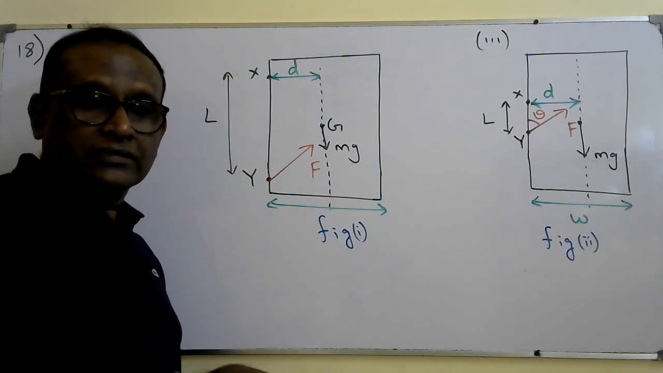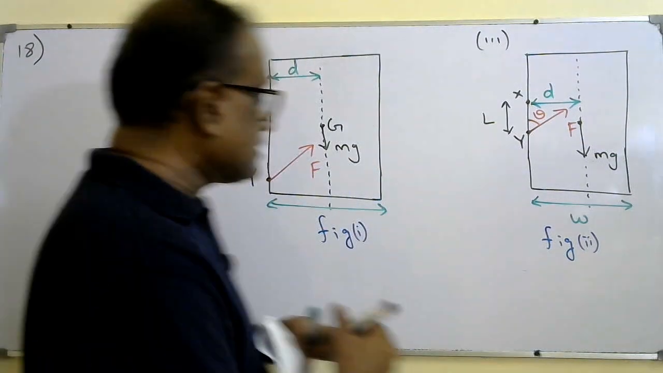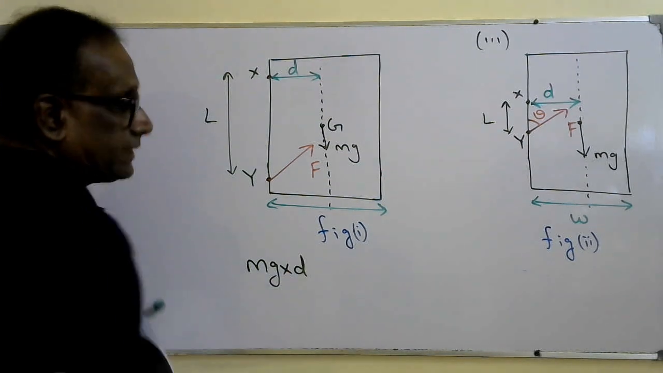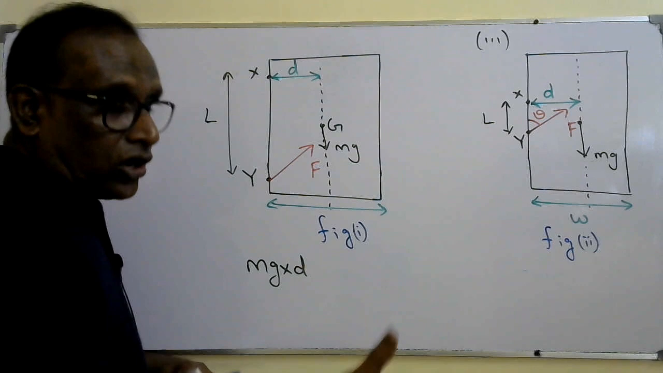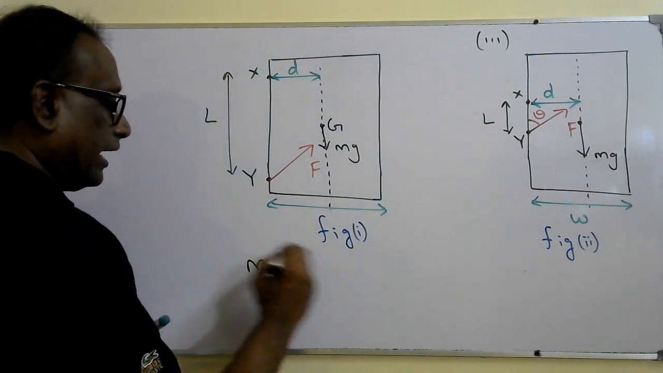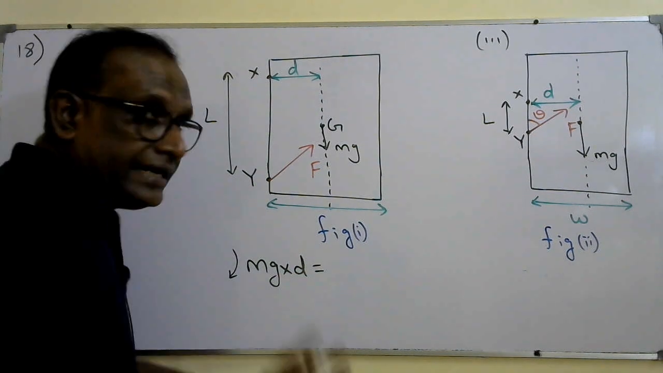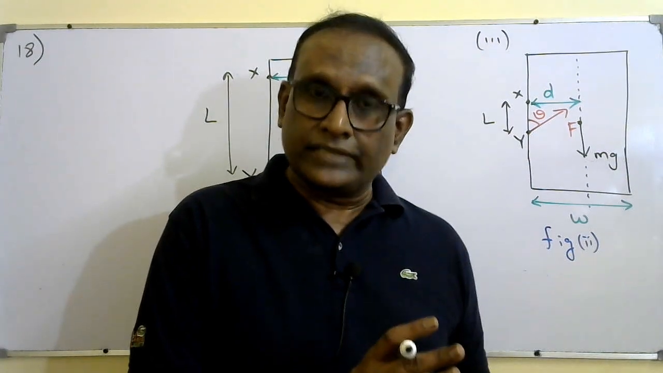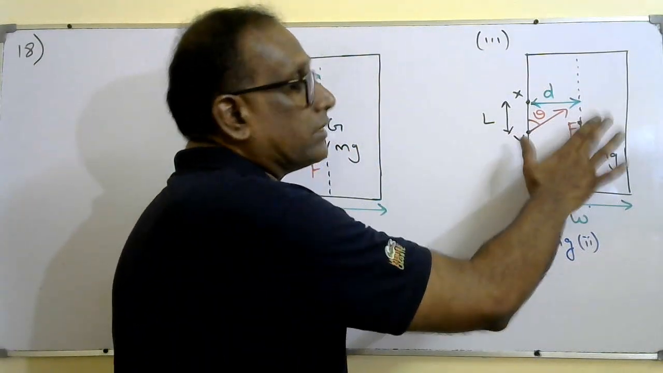But if the door is at equilibrium, at rest, the clockwise moment must be equal to the anti-clockwise moment. So the clockwise moment, that is mg into d, has no change whether the distance between the hinges is larger or smaller. Since it is at rest, the anti-clockwise moment also should be the same. The anti-clockwise moment, when we consider about X, is provided by the push by the hinge Y on the door.